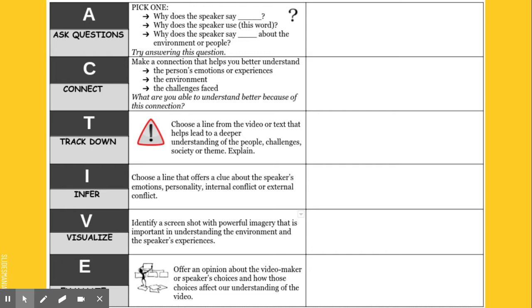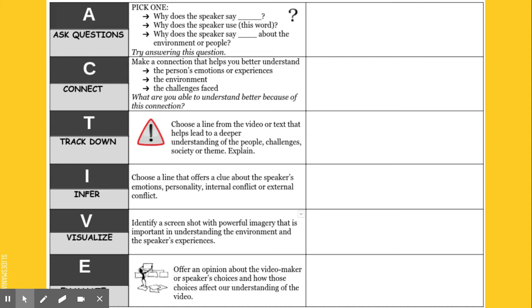V for visualize. Now, in a video, the visualizing has been done for us. In a text, authors use description, but in videos, there's pictures. So you're going to pick a spot in the video that you think is important to pause, to just look at the image. So identify a screenshot with powerful imagery. Imagery is really great description. So in this case, it would be a really great image on the screen that is important to help us understand the environment and the speaker's experiences. So if you could freeze any part of this video, which part would you freeze so that we could look at that still shot? Because that image is important to help us understand what we need to learn.